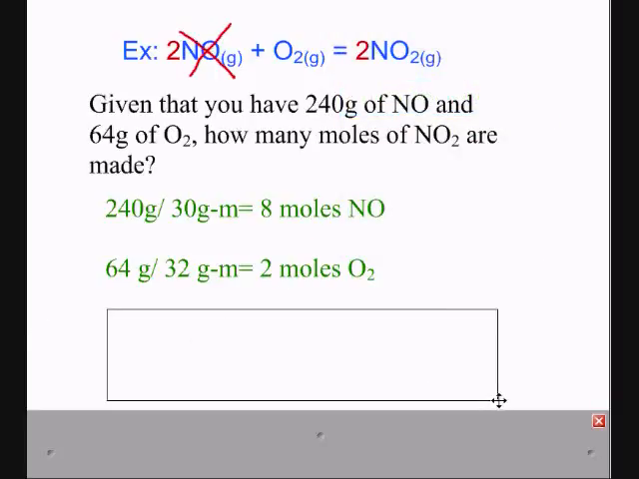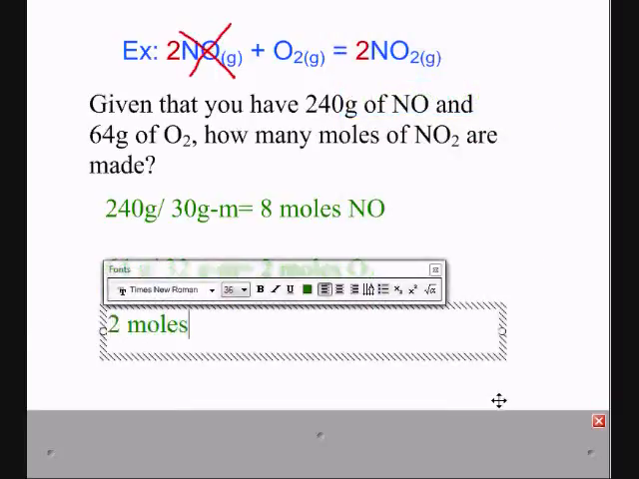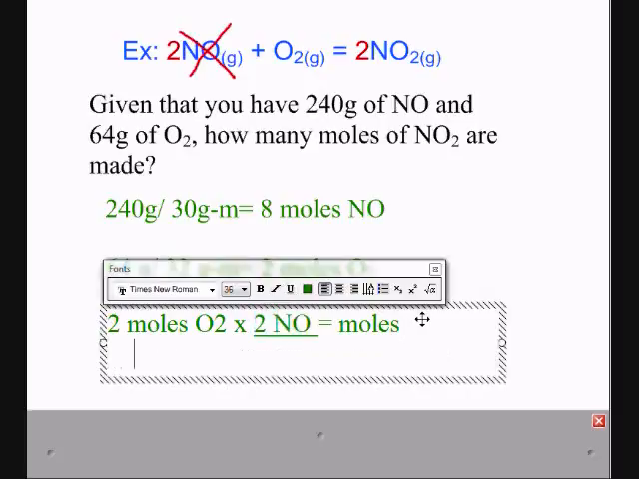Let's go ahead and do it now. So that means I have 2 moles of oxygen, and we multiply it by the ratio. What's the ratio? You get 2 NO2 for every 1 mole of oxygen. So let's write that in there. 2 to 1. Okay, there we go.